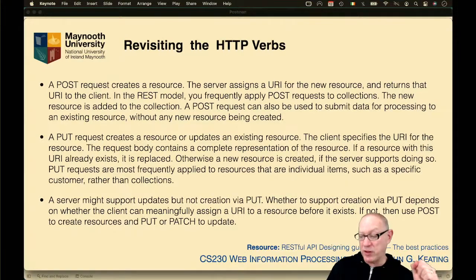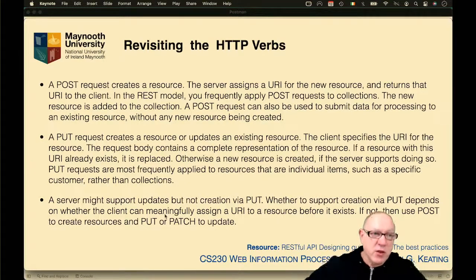The PUT request creates a resource or updates an existing resource, and the client specifies the URI for the resource. The request body contains the complete representation of the resource, and if a resource with this URI already exists, it's replaced. Otherwise, a new resource is created, if the server supports doing so. Okay? So PUT requests are most frequently applied to resources that are individual items, such as a specific customer. And a server might support updates, but not creation via PUT. Support for creation via PUT depends on whether the client can meaningfully assign the URI to a resource before it exists. If not, then use POST to create resources and PUT to update.